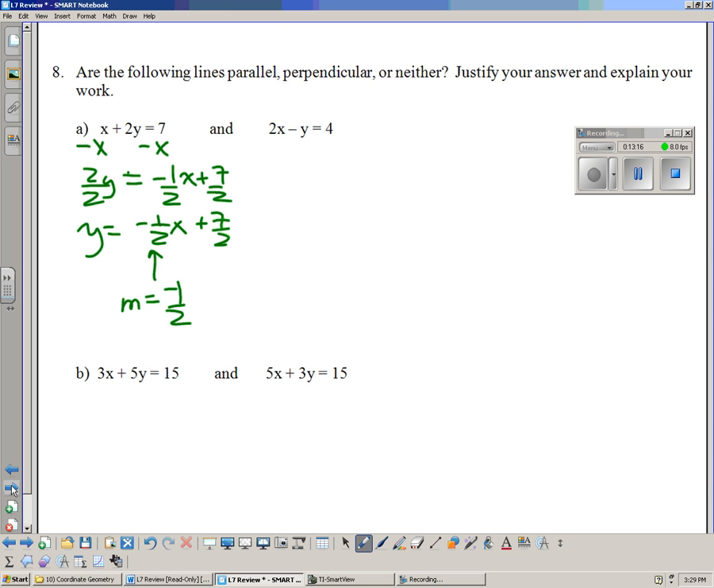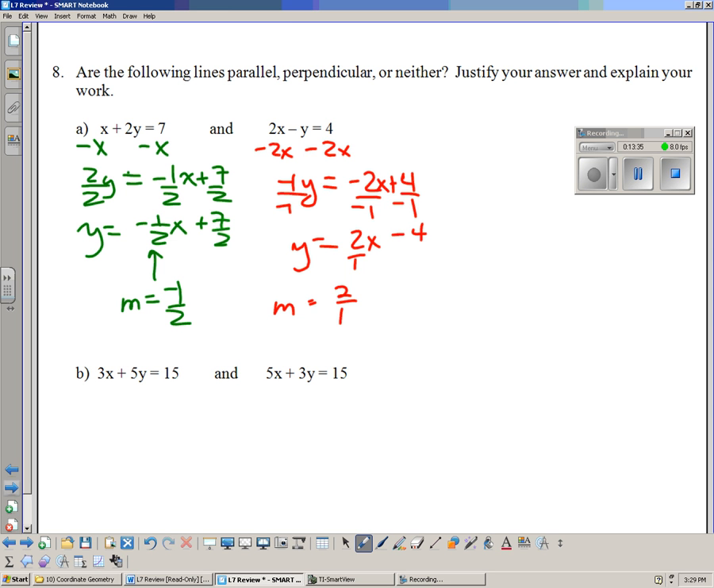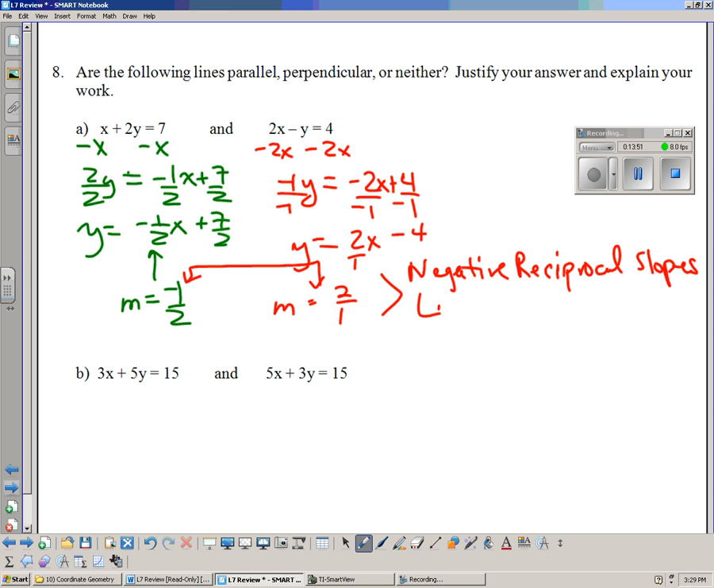Now I'll go to 2x minus y is 4. Subtract 2x from both sides. So we get -y is -2x plus 4. Divide by -1. And I know I'm going through this fast, but you guys can just rewind here. -2 divided by -1 is 2. So my slope here is 2/1. So if you notice, the slopes have different signs, and the 1 and the 2 in 2/1 are exchanged. So these are what we call negative reciprocals. So they have negative reciprocal slopes, so the lines are perpendicular.